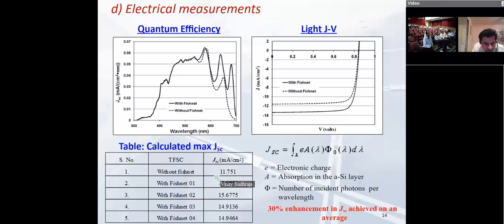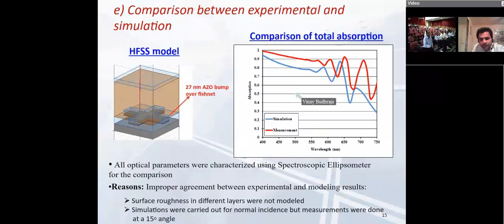In this table, we see that without fishnet, the current comes out to be something like 11.75, and with the fishnet in different samples, it has increased in all cases. So overall, about 30% enhancement in JSC was achieved on average. Next, we did the comparison between experimental and simulation results. The figure on the left shows the HFSS model.